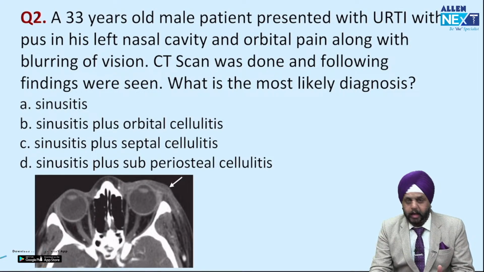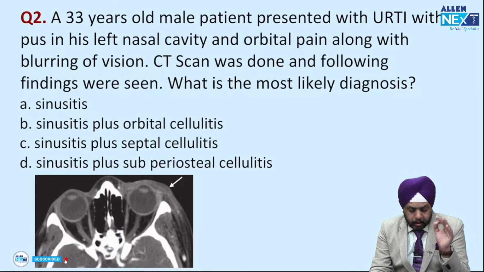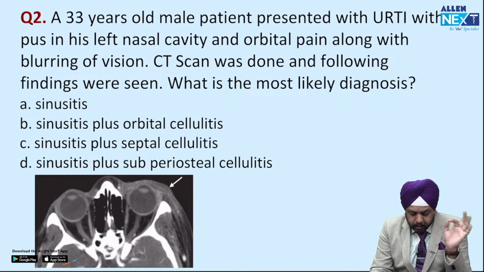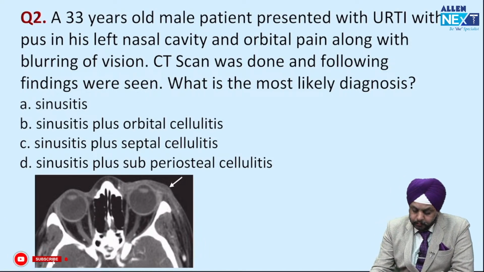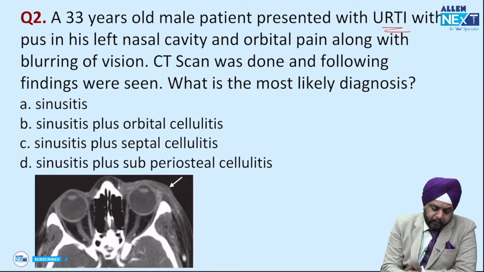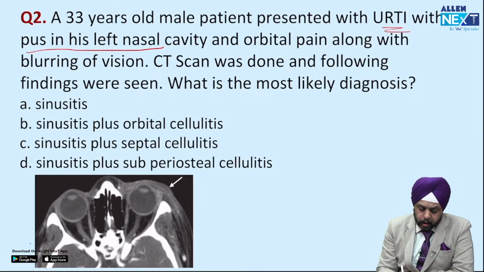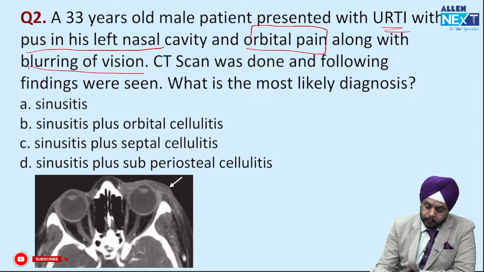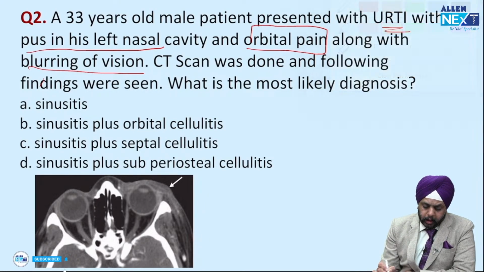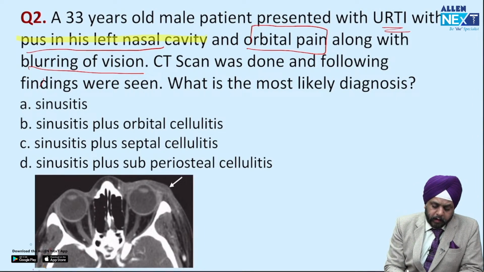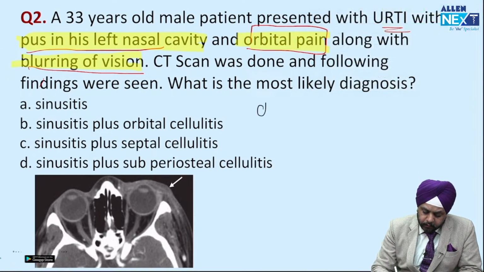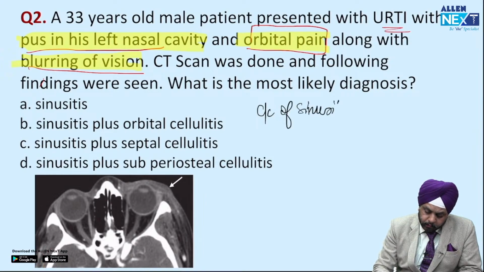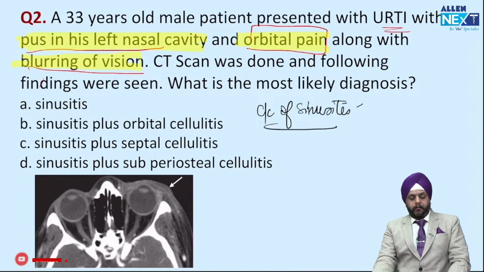Now the second question, and I have a doubt about this question as well, because if there's a little difference in the image, that can change the answer. A 33-year-old male presented with URTI, upper respiratory tract infection, with pus in the left nasal cavity and orbital pain along with blurring of vision. So the patient is having sinusitis, and now there is orbital pain and blurring of vision. So this is a question of complication of sinusitis, right? A CT scan was done and the following findings were seen.